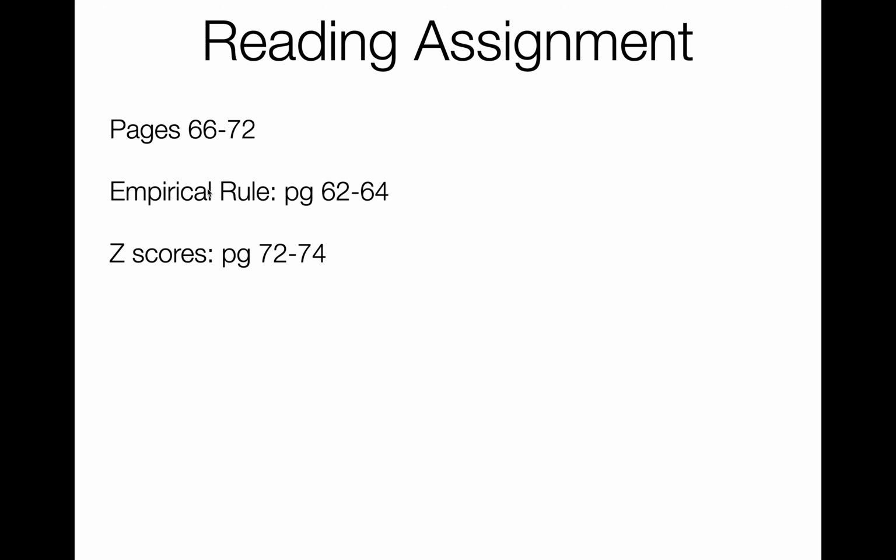I want you to read pages 66 to 72. The empirical rule and the z-score stuff should be not here, back with the other stuff. Reading this will hopefully make clearer or reinforce your knowledge of measures of position and box plots. Forget the other two there, empirical rule and z-score. You've already read them, hopefully.